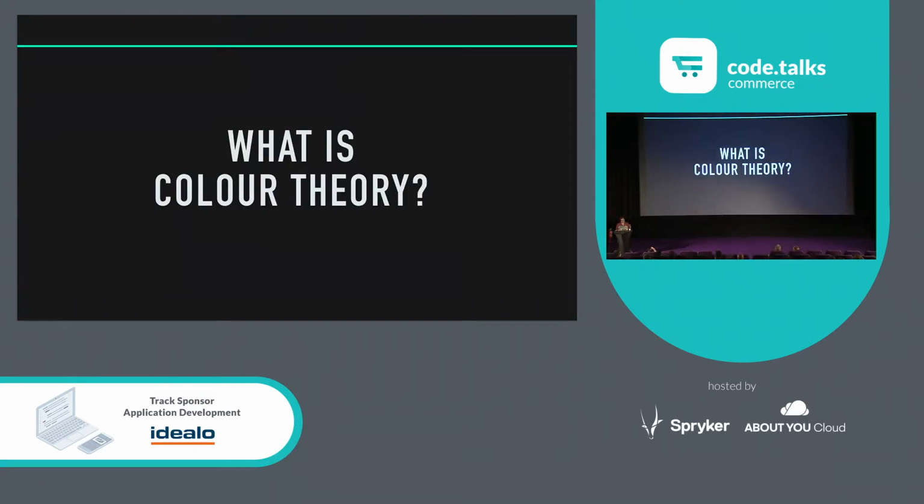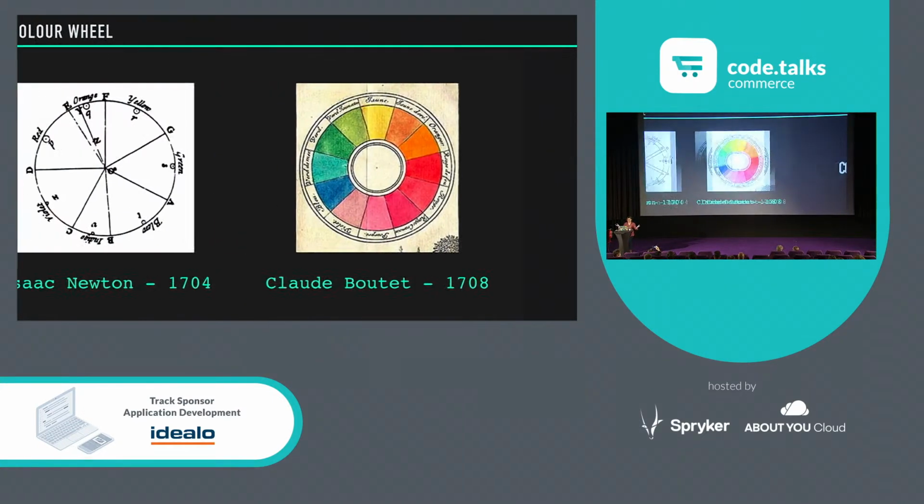So accessibility actually covers a lot more than just colors. We should also keep in mind things like keyboard navigation and semantic HTML. But as the main focus of today's talk is color, we should probably start with a little bit of color theory. So what is color theory?